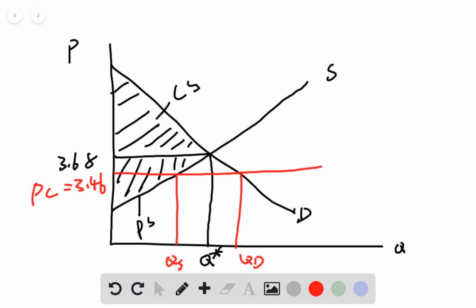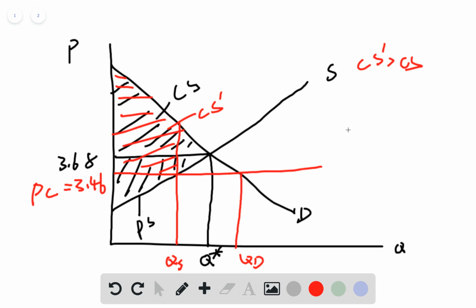So in this case, we will see that the new consumer surplus will be this area here. Okay, so let's use CS prime to stand for it. So the new CS prime is greater than the previous CS. Okay, so consumer surplus will increase.